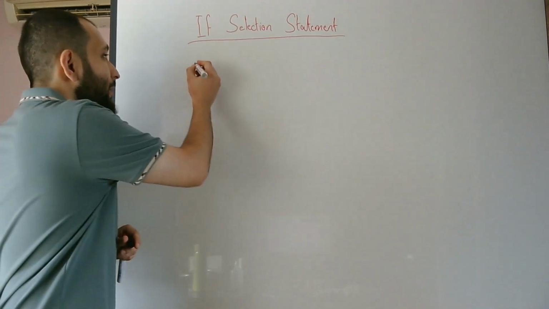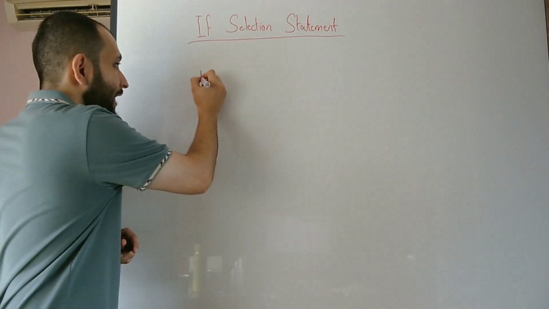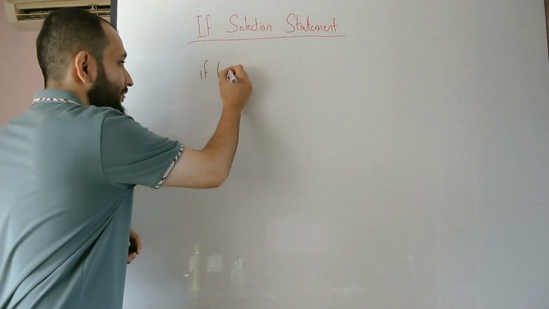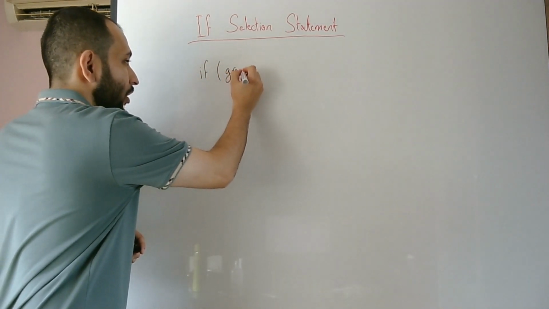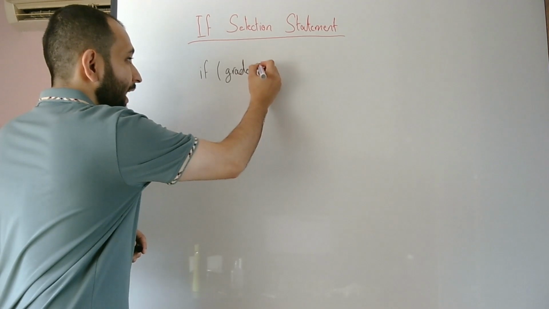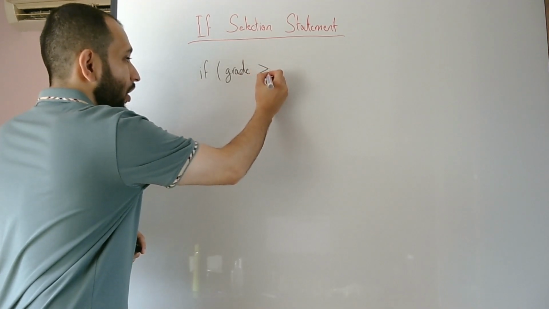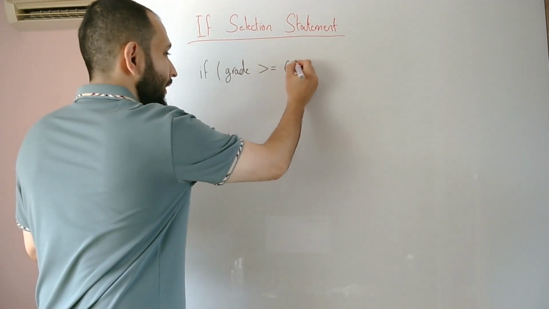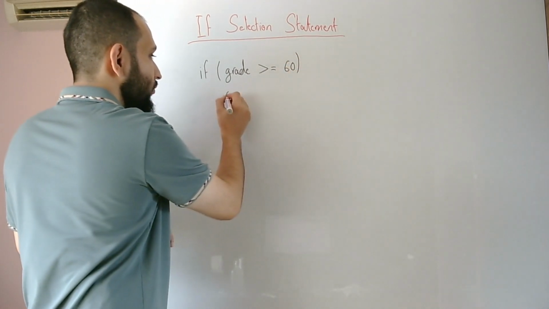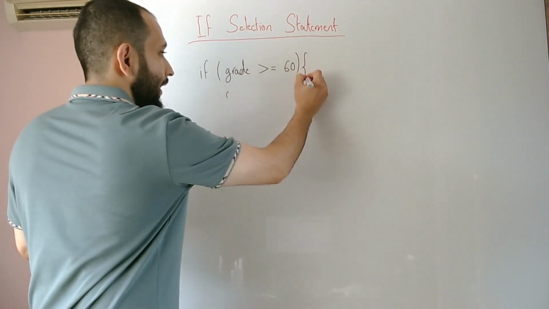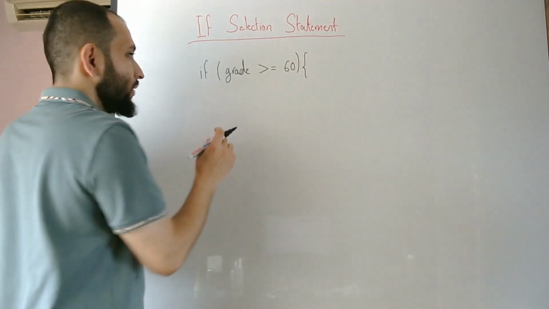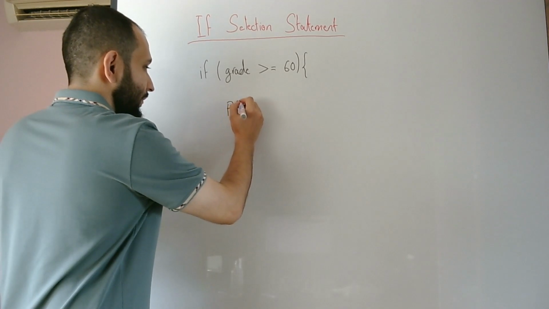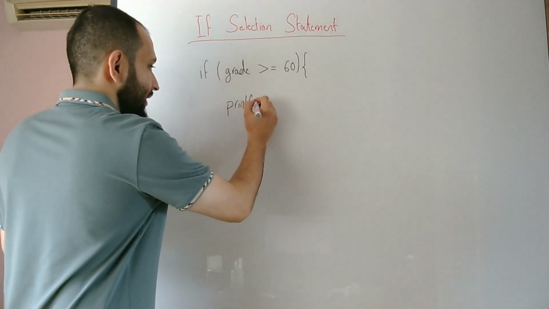For example, maybe we are using the if selection statement and we are saying that if the grade of a student is greater than or equal to 60, then we can write to the student that the student has passed.